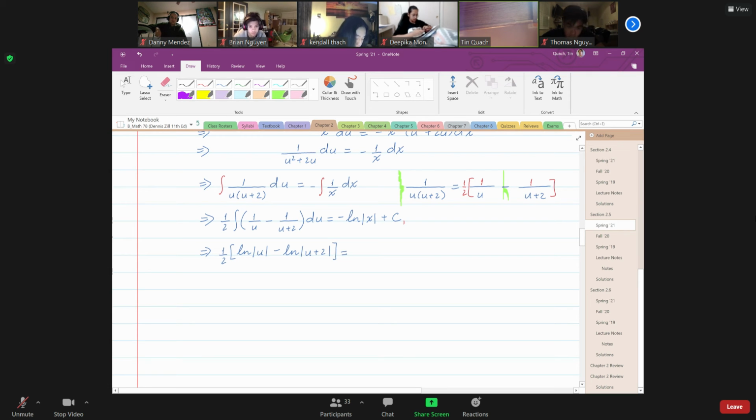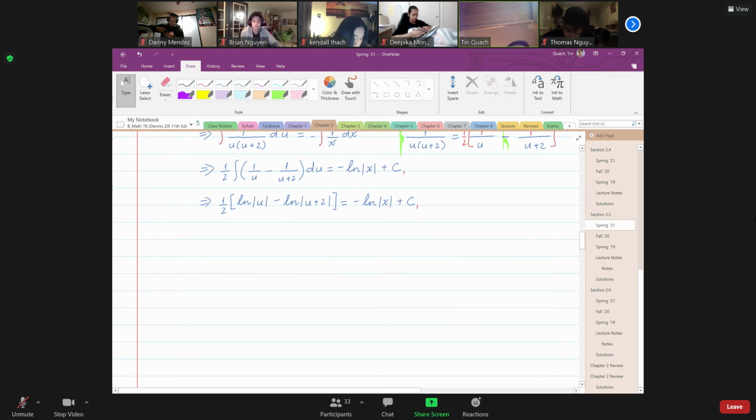equals, and on the right-hand side you have negative ln of that. Then you can multiply 2 to both sides to clear. On the right-hand side you have negative 2 ln of that plus c sub 2, where c sub 2 is twice c sub 1. Now on the left-hand side, I can combine these two logarithms by using the quotient rule. So that is ln of the absolute value of u over u plus 2.